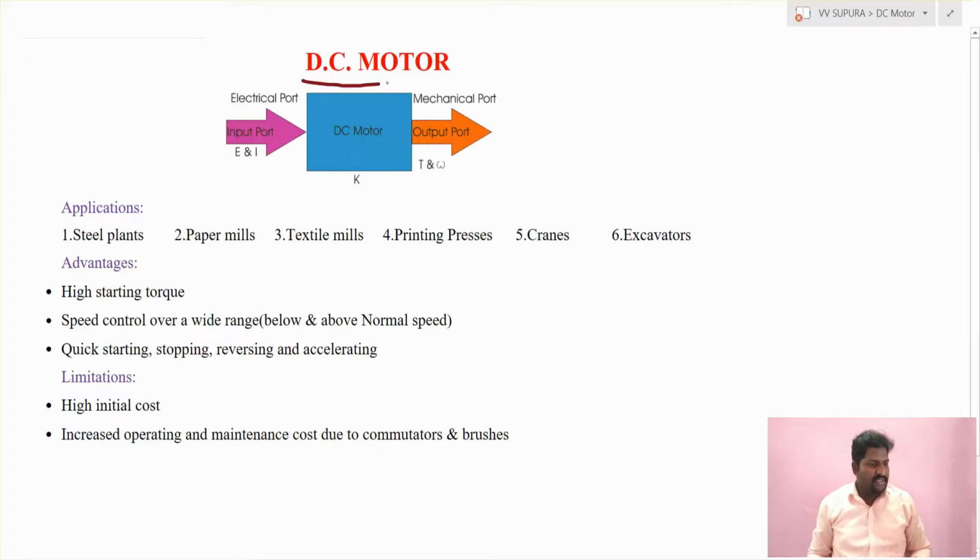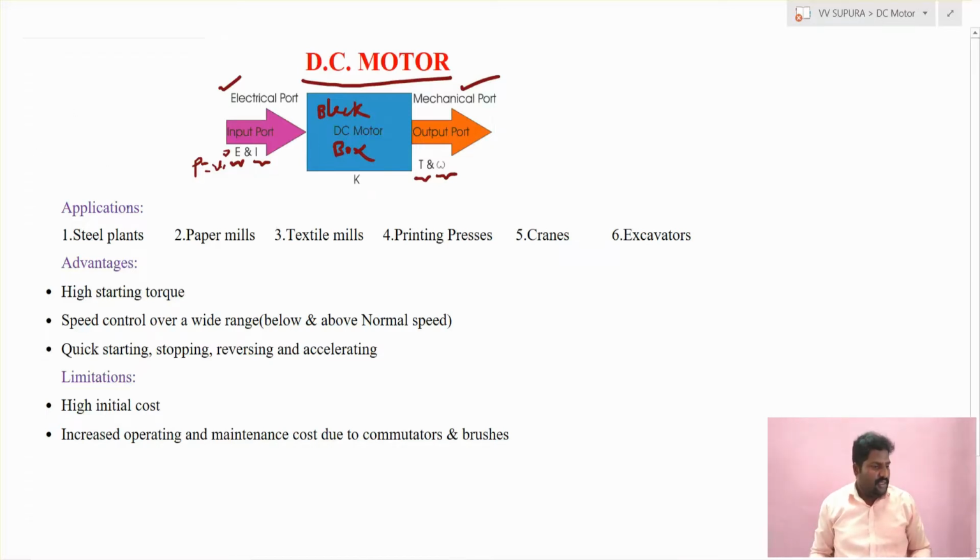As I mentioned, a DC motor converts electrical energy to mechanical energy. The input is electrical, that means voltage and current, where P is equal to V into I. The output is mechanical energy, which is analogous to voltage and current: we have torque and angular velocity. It's like a black box. When we give input as electrical energy, the output is mechanical energy. That black box is nothing but a DC motor.